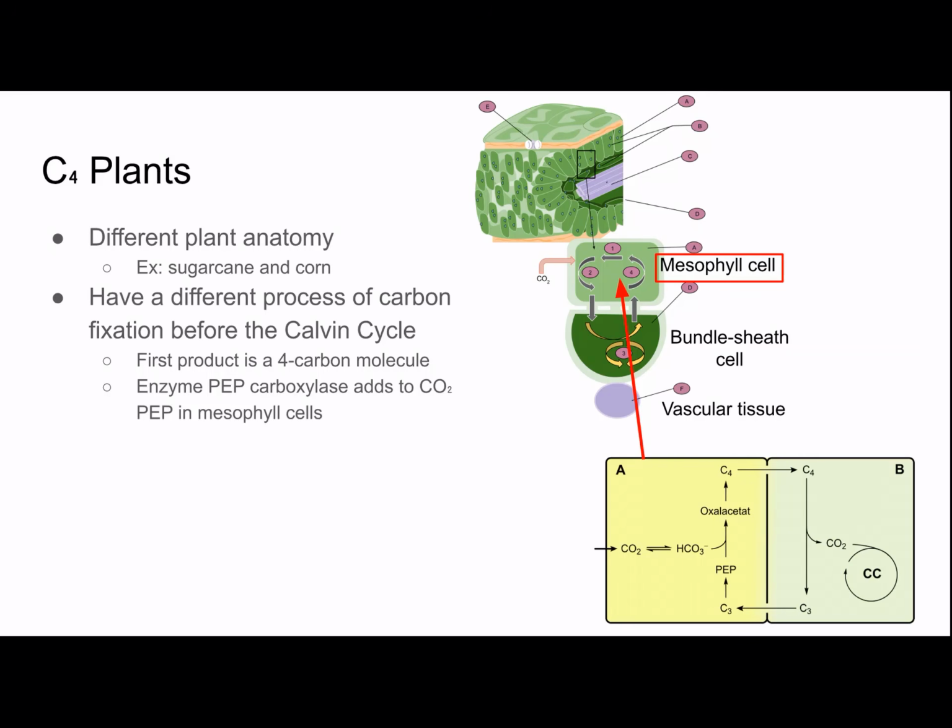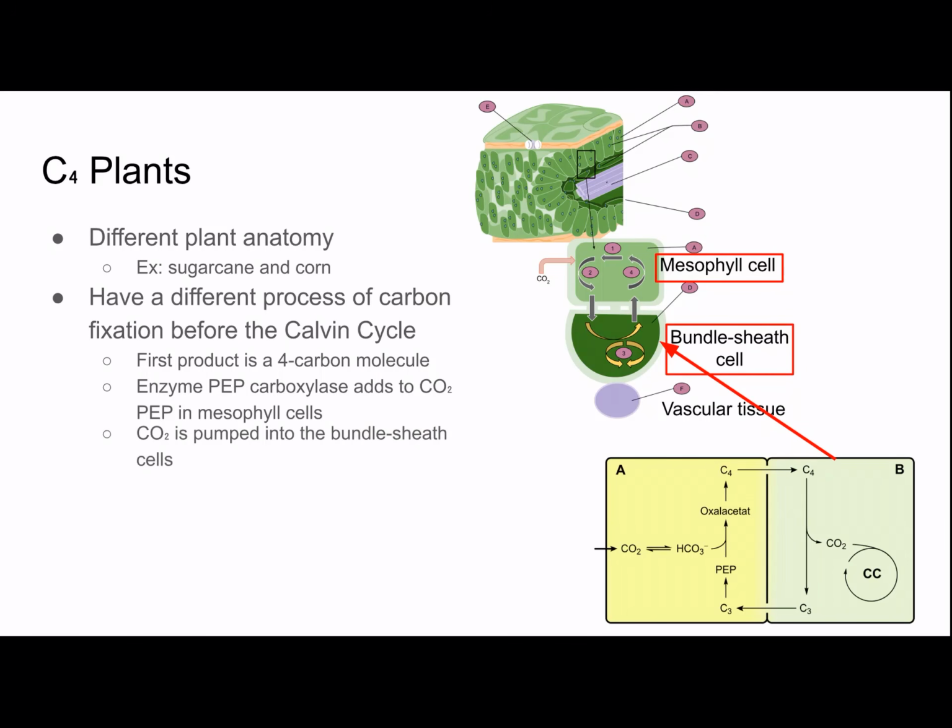So the mesophyll cell is where this happens. Here's a picture of the plant anatomy of a C4 plant. You can see that first, this side A of the box at the bottom will occur in the mesophyll cell. Then the second part will happen in the bundle sheath cell.